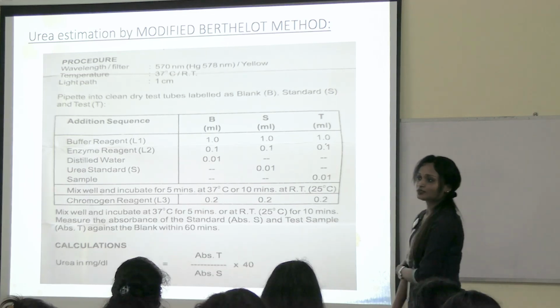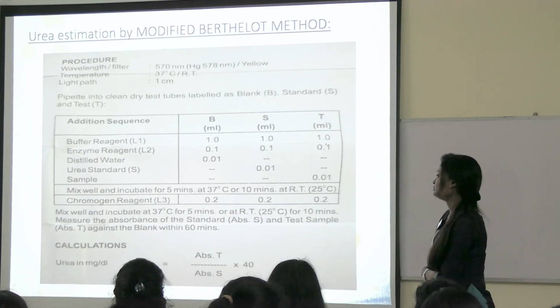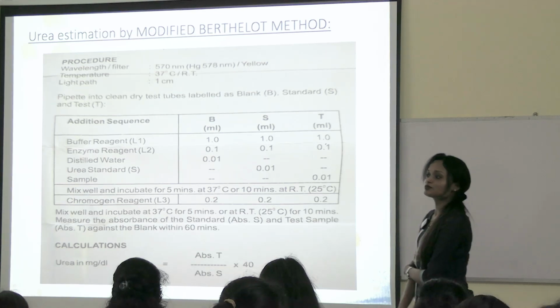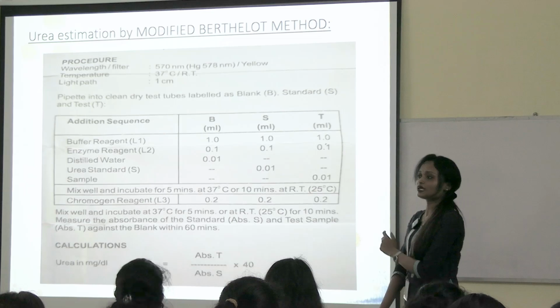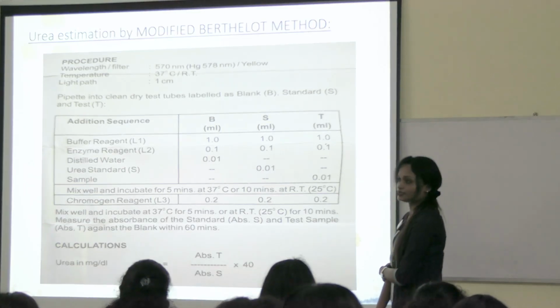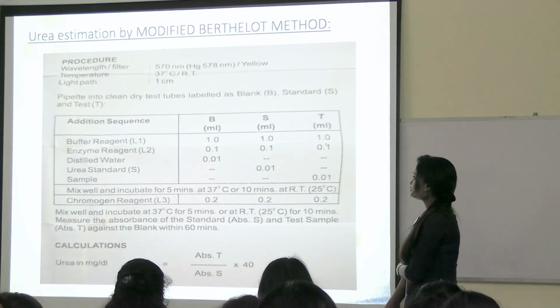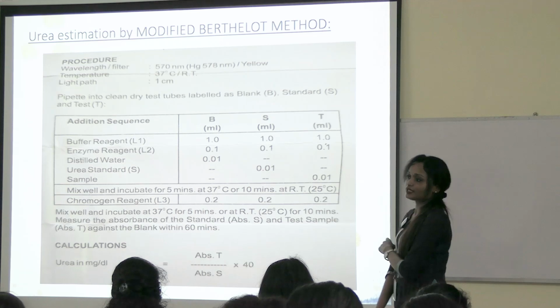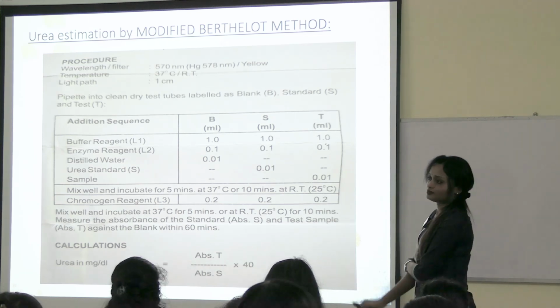How to calculate? Urea in milligram per deciliter equals absorbance of test divided by absorbance of standard, into 40. Why 40? Because this is the standard for this urea kit. The urea standard is 40. So you only have to measure the standard and the test. Then test divided by standard into 40.